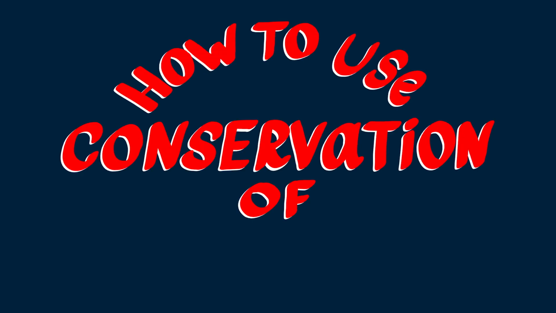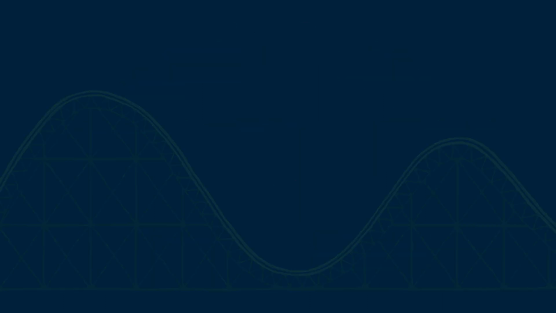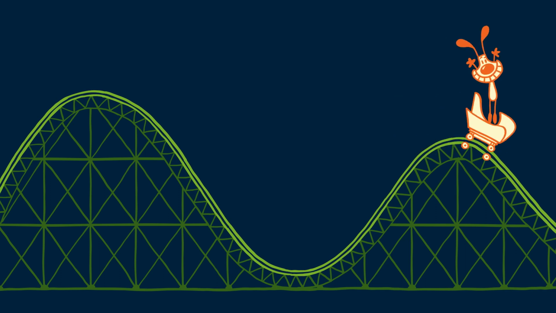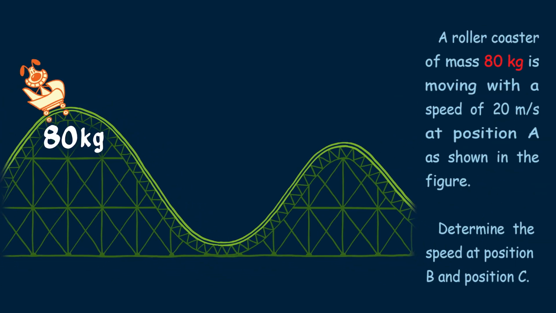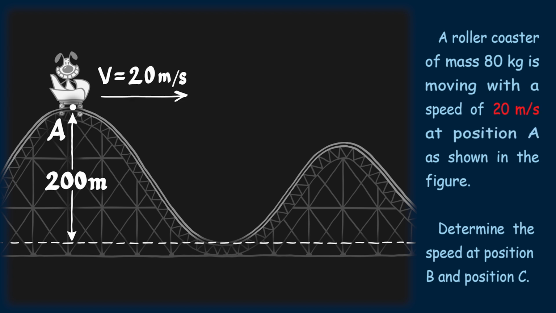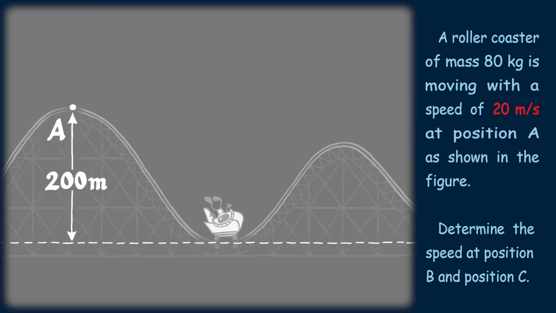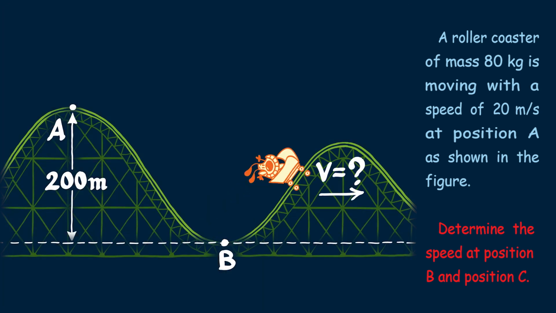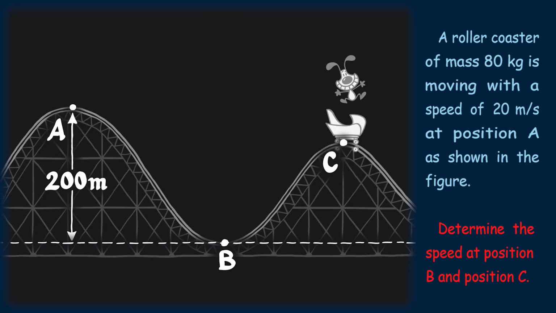Here's how to use conservation of energy in physics. In this example, we have an 80-kilogram roller coaster that starts at point A, with a height of 200 meters and a speed of 20 meters per second. We're then asked to figure out how fast the roller coaster is moving when it reaches the bottom, point B, and how fast it is moving when it goes back up to point C at a height of 160 meters.